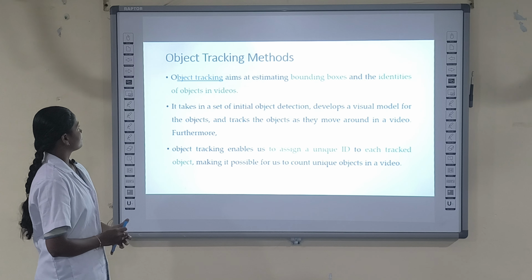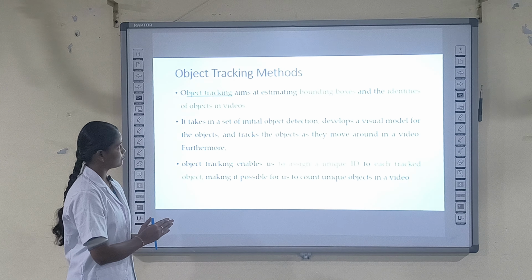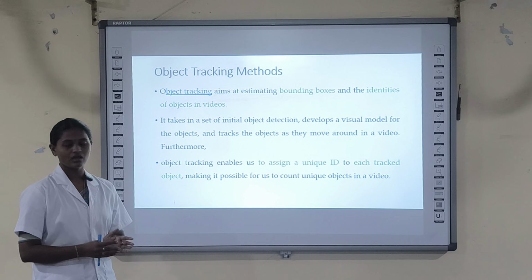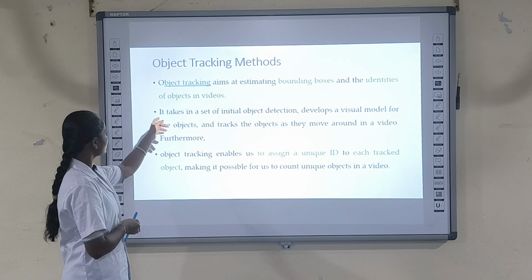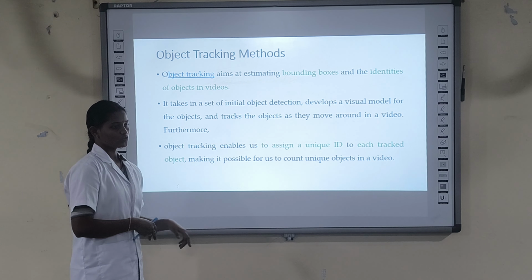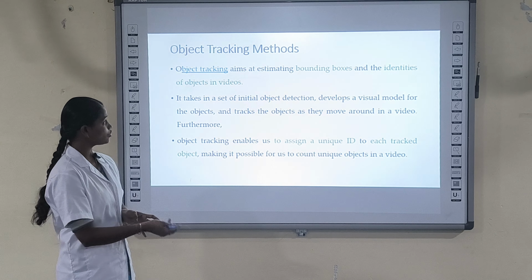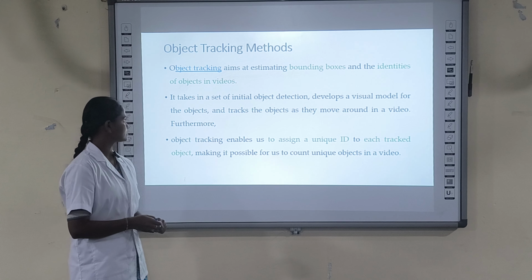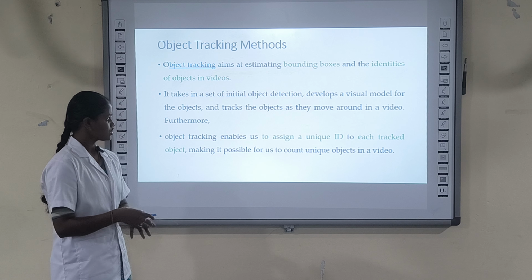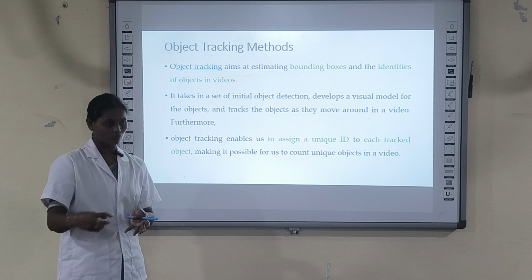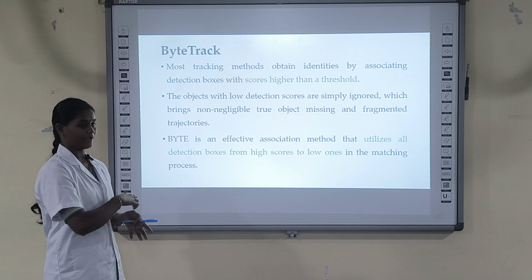So next one is object tracking methods. In these methods, the first one is bounding boxes. Bounding boxes means predicting a box around the object. This is called the bounding boxes. It identifies the objects in the videos. Some objects are hidden behind one another, and in that type of situation we need to calculate the bounding boxes. In this technique we assign a unique ID to each and every object. So every object travels throughout the video with its unique ID, and based on their unique ID we track those objects.